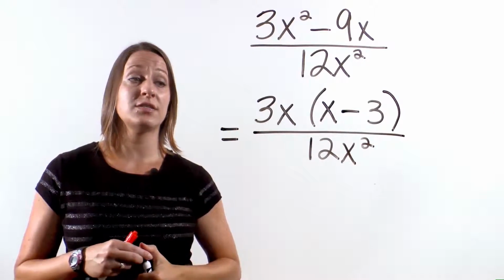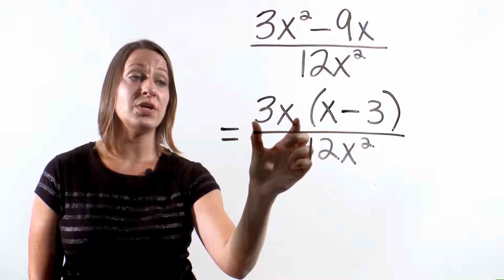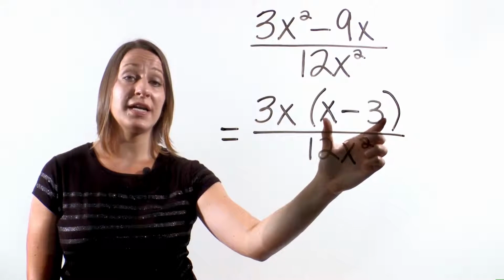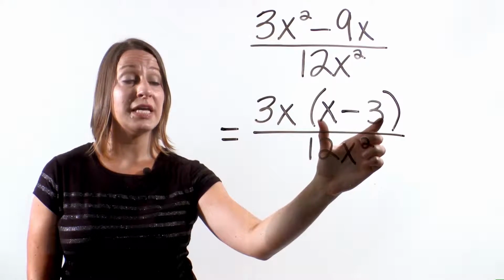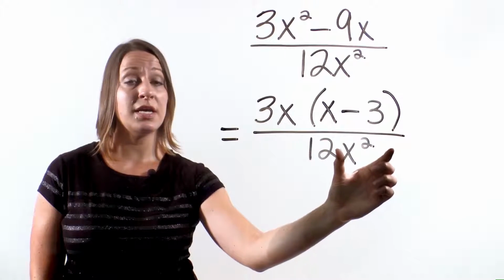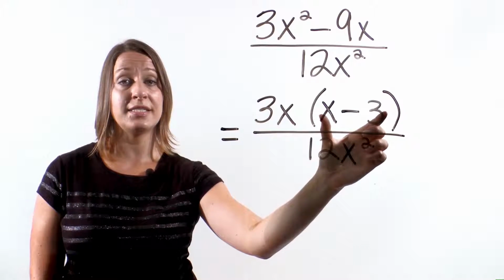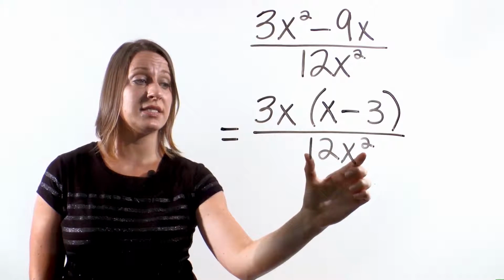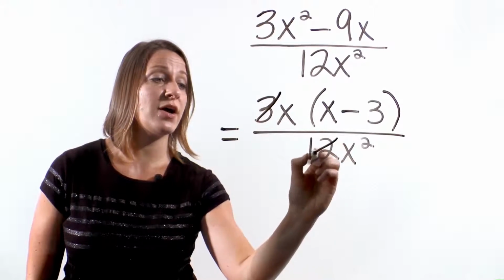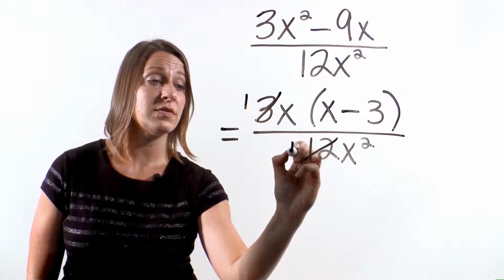Okay, now we're ready to cancel. We have 3x on top as a monomial. It can cancel with the monomial on the bottom. The x minus 3 is a binomial. It can only cancel with another x minus 3 in the denominator. There is not another x minus 3 in the denominator, so it has to stay. But we can look at 3x and 12x squared. The 3 and the 12, if we divide both of those numbers by 3, we're left with a 1 and a 4.